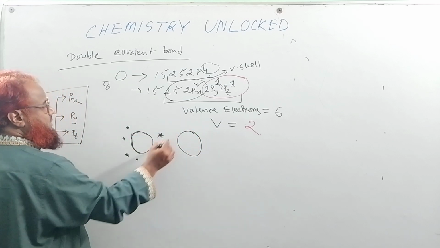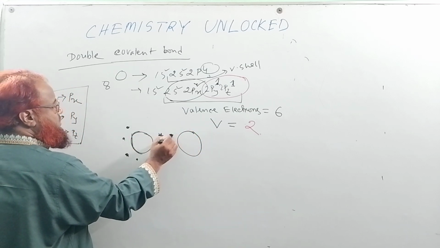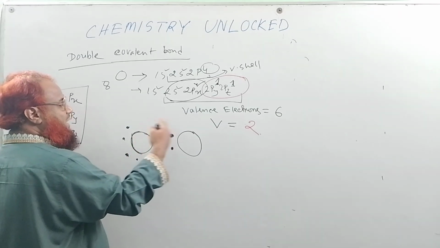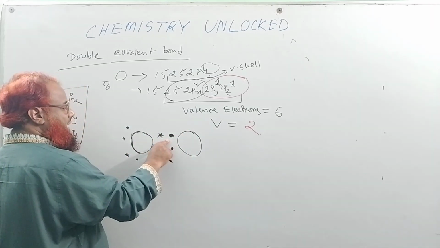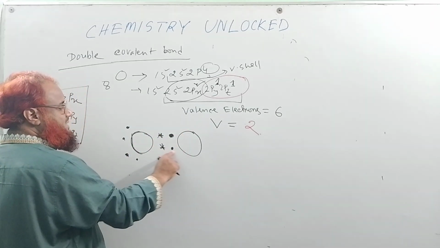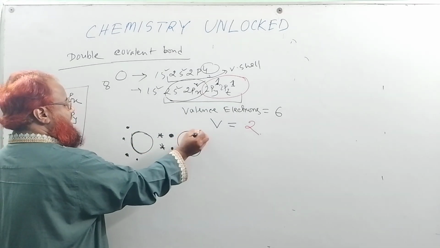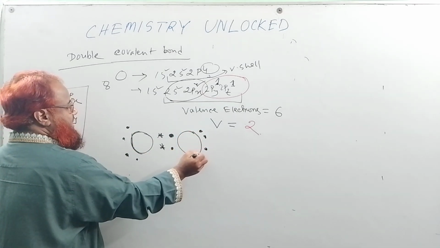Another oxygen atom, 2 unpaired. So 1 unpaired from this oxygen and another unpaired from this oxygen will be paired, and this is a single covalent, and this is another single covalent. Total is a double covalent bond. Now this oxygen atom has 2 pairs of electrons as lone pairs.